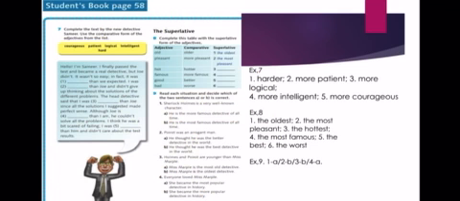Here we have exercise number 7 from your student books, page number 55. Complete the text by the new detective Samir. Use the comparative form of the adjectives from the list. Here we have a group of adjectives, let's start reading them.